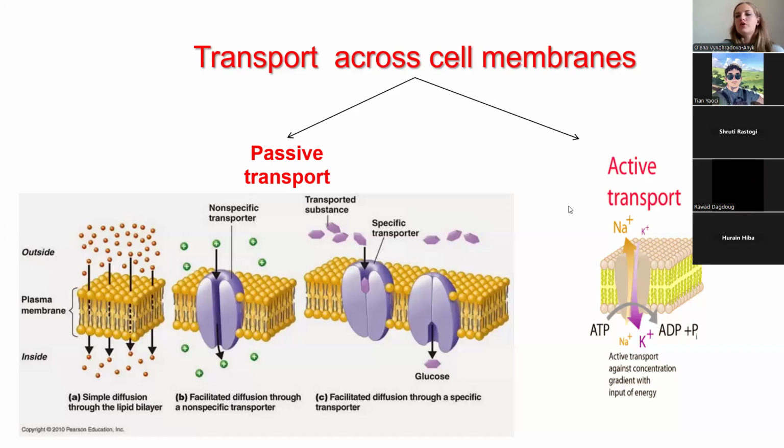For example, sodium. I will draw it for you. Sodium has a high concentration outside of the cell and a low concentration inside. And sodium can move outside only because of active transport, through special transporters, special pumps. Pumps always work using ATP energy. This is the first step. Okay.